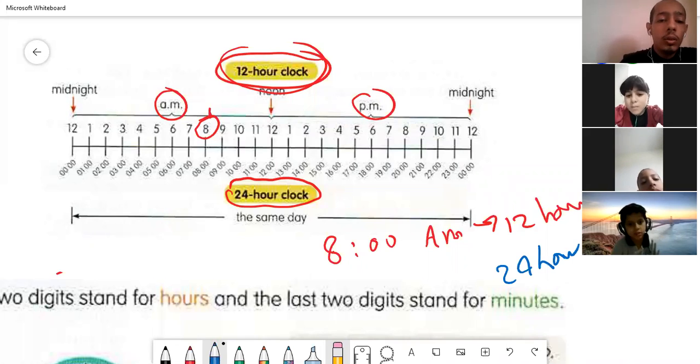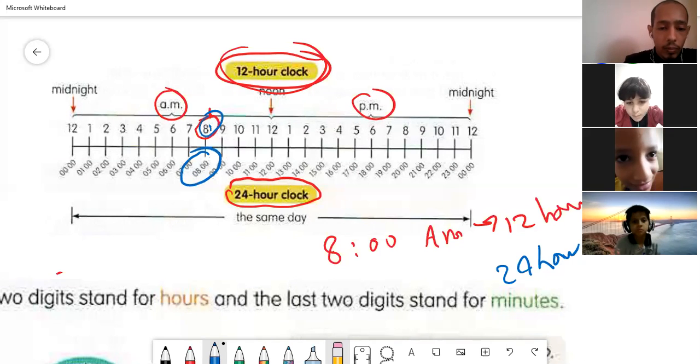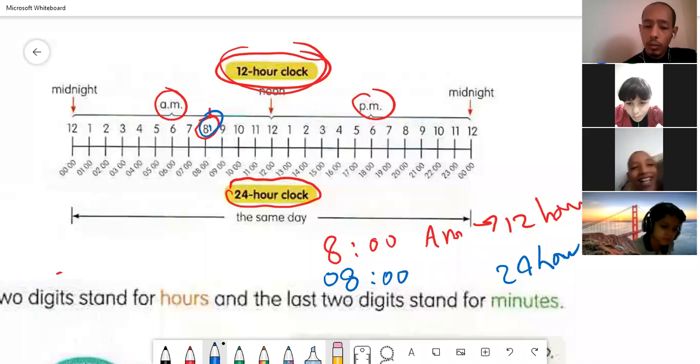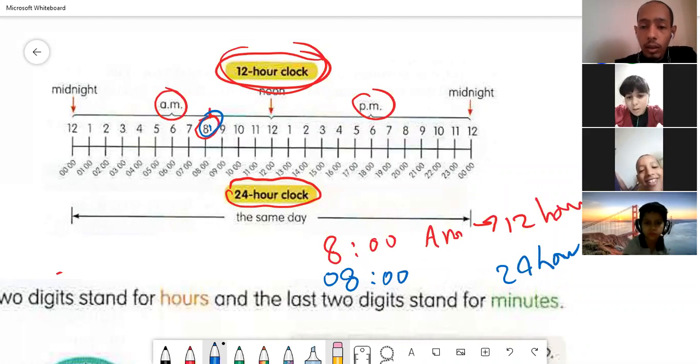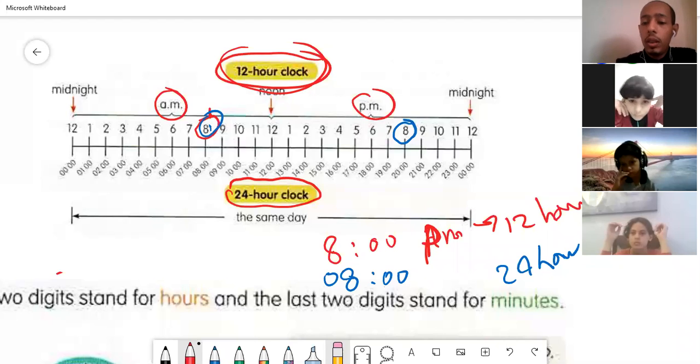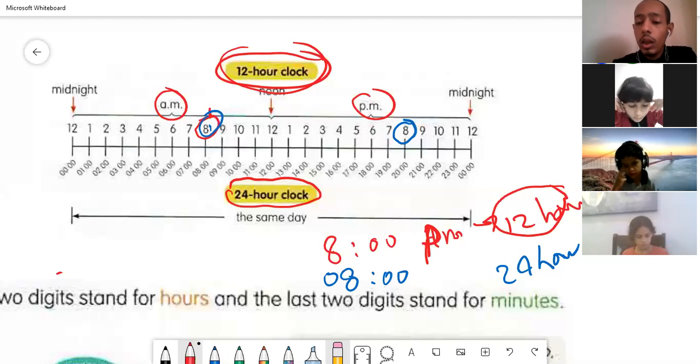We say, look here, this is 8 AM. You can find the time in the 24-hour clock. So what is it? It is 0800, which we can say is 8 o'clock. But what if we have 8 PM in the 12-hour clock? What's going to be in the 24-hour clock?